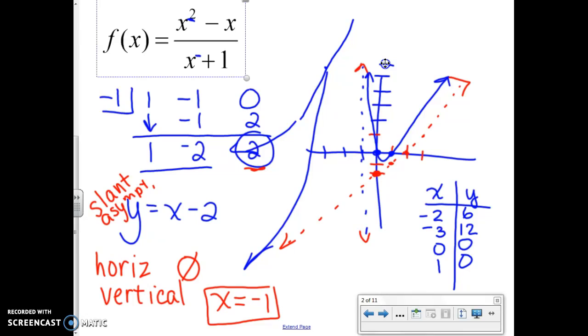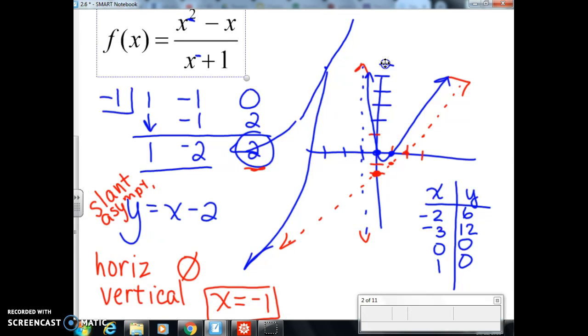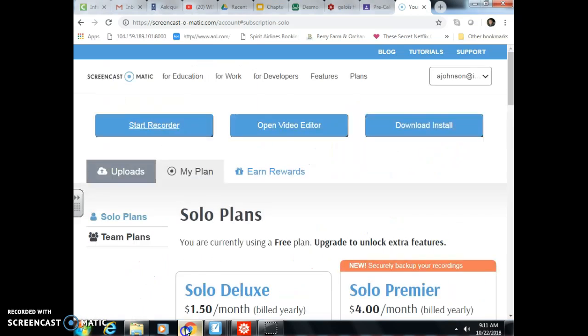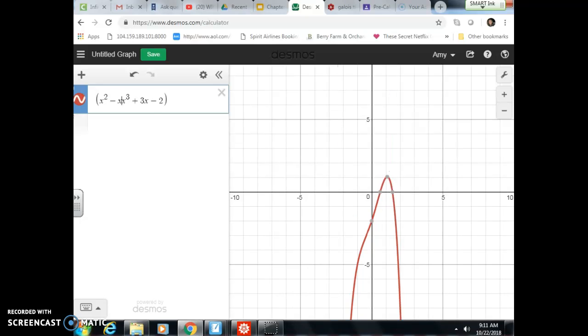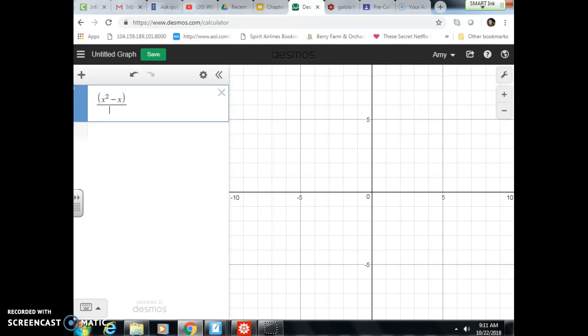So what I would do, you guys have the equation written? I'm going to switch to decimals quickly. Oh, sorry, I dropped you again. I'm going to come on over here to decimals. And it was, let me see here, it's x squared what? Minus x. Okay, so x squared minus x over x plus 1.